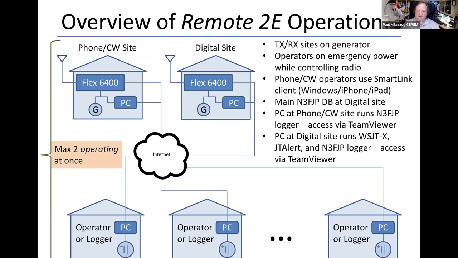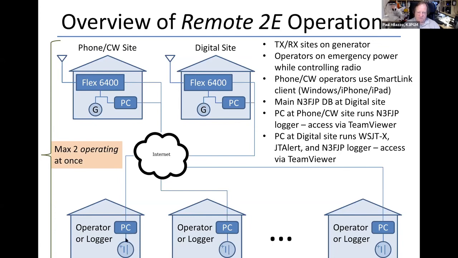So if we're going to do this, we would need to have a volunteer who has a site with a halfway decent antenna. And again, under the assumption that we're operating 2E, both these sites have generators powering them. Operator could be here or here, although in the case of the phone CW site, I don't believe there would be any local operators because Chet is remote and Bill isn't operating.